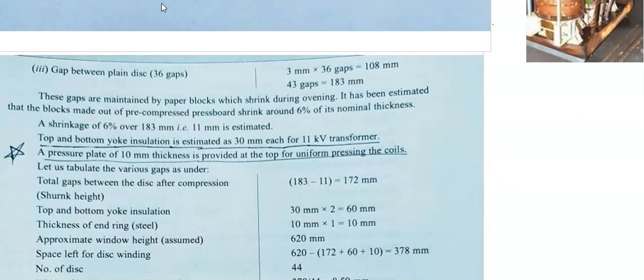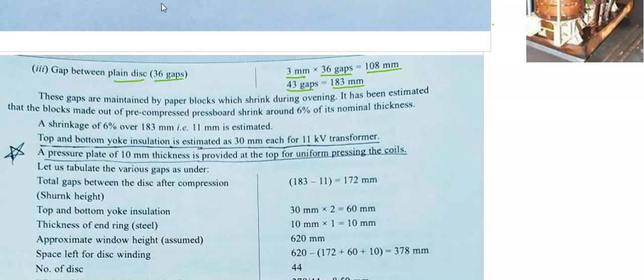Similarly, the gaps between plane discs: there are 36 gaps. Each one we are putting a 3 mm gap, and 3 into 36 gaps gives 108 mm. So finally, if you add all the gaps, 43 gaps are there, and how much space is there? 183 mm.